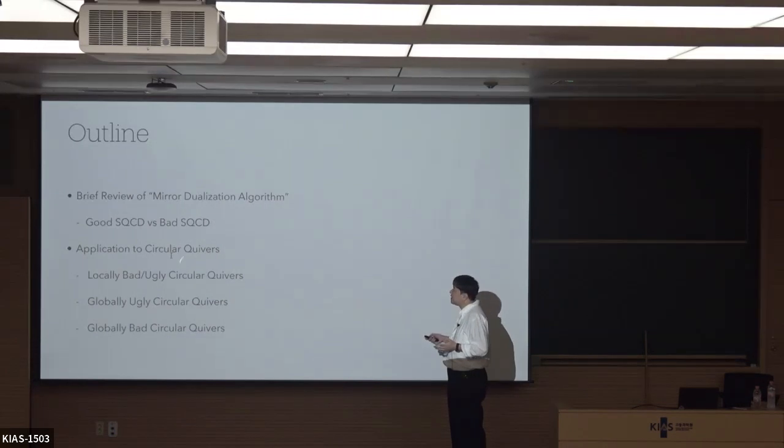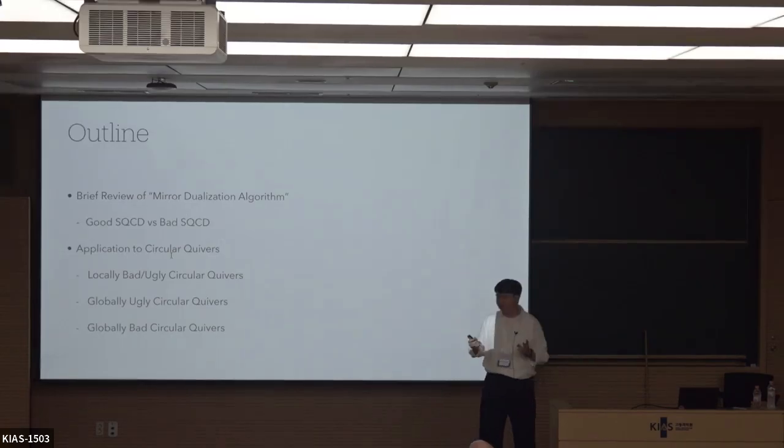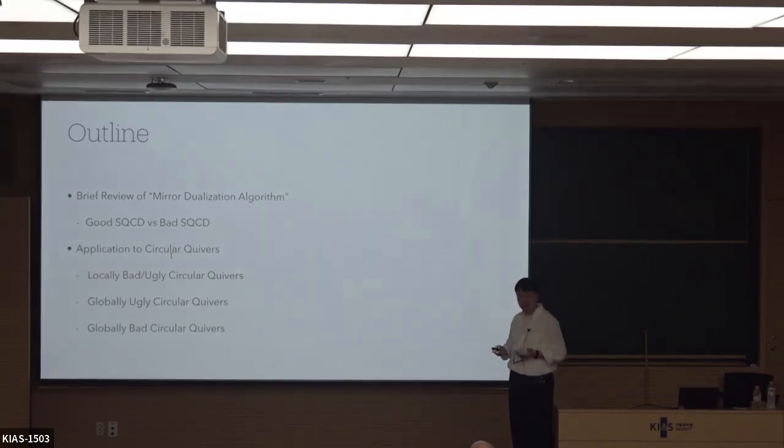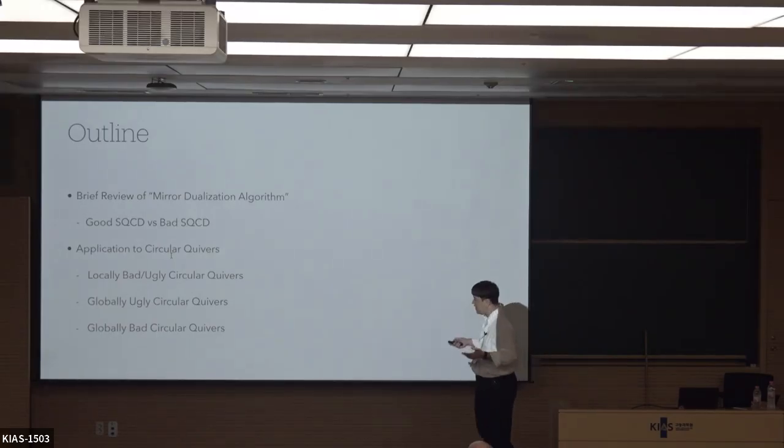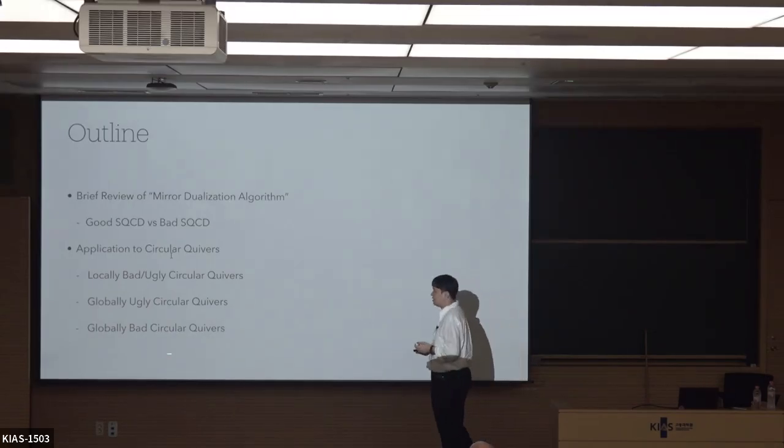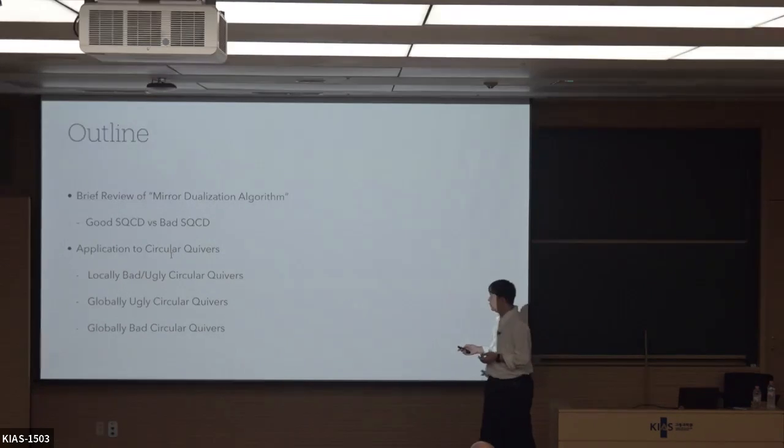It turns out that, unlike the SQCD case, this circular quiver has a much more complicated structure regarding the badness of the theory. Indeed, there are two types of badness of this gauge theory, which I call locally bad and globally bad, and I will explain each case using some examples. At the end, we will encounter the 3D N=2 super Yang-Mills as an example of these globally bad circular quivers.